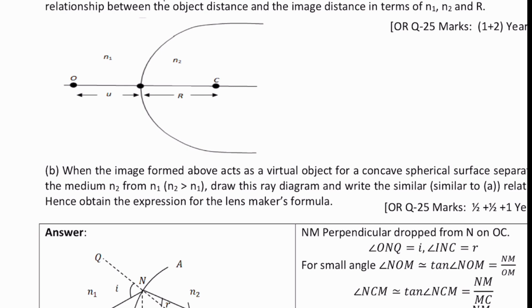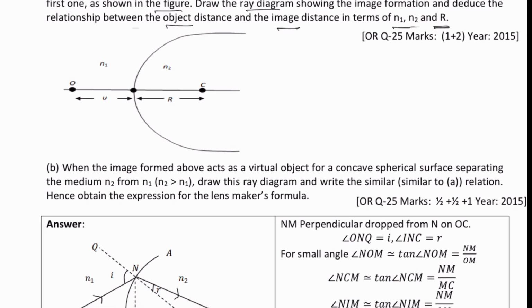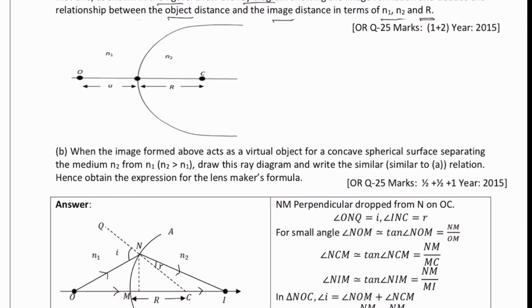This figure is given. Draw the ray diagram. We have to draw the ray diagram showing the image formation and deduce the relationship between the object distance and image distance in terms of refractive indices N1, N2 and the radius of curvature. Okay, 3 marks question.